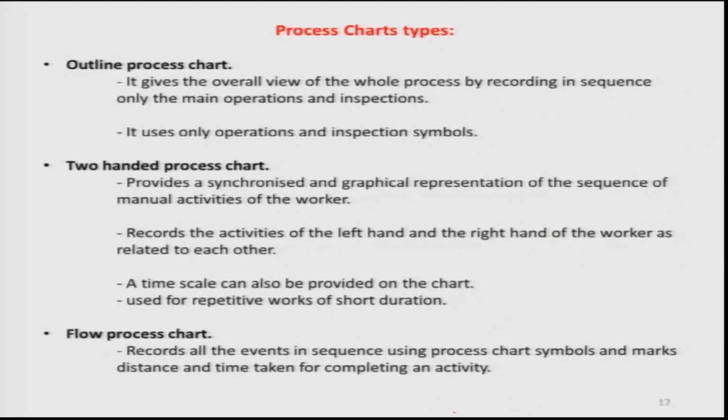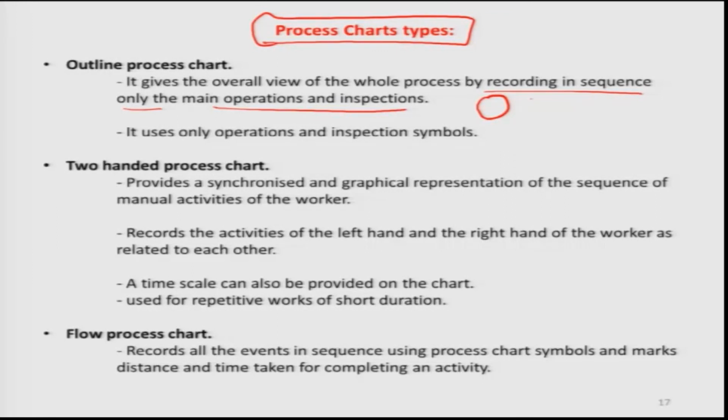Next, there are a variety of process charts. First type is the outline process chart. It gives the overall view of the whole process by recording in sequence only the main operations and inspections. Okay. In this chart only operation and inspection are recorded, meaning operation you will represent as a circle, and inspection you will represent as a square. So, it uses only the operation and inspection symbols.